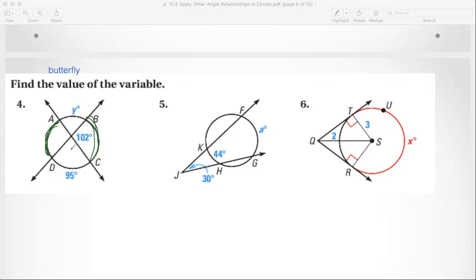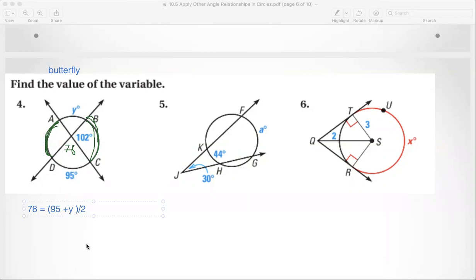So 180 minus 102 would make this 78. Okay, because remember, this is your butterfly wing. 78 is related to the 2 wings Y and 95. So let's go ahead and set this up. So the angle 78 degrees is equal to the average, 95 plus Y divided by 2. So the angle is equal to the average of the wings, okay?